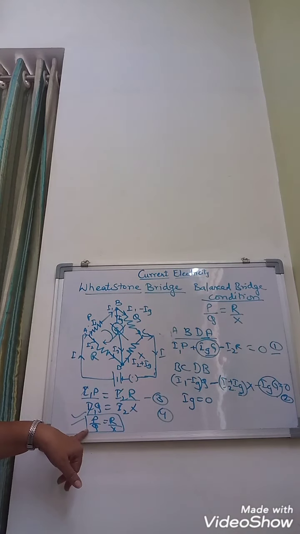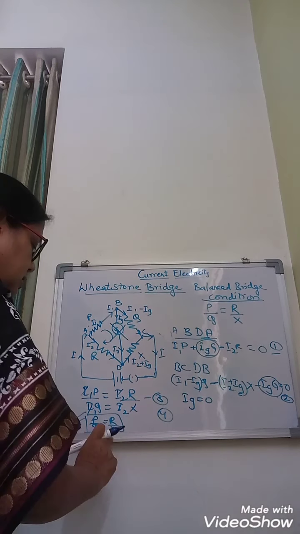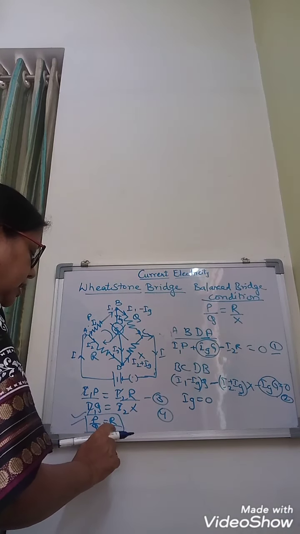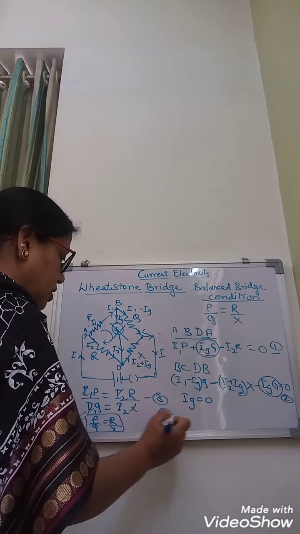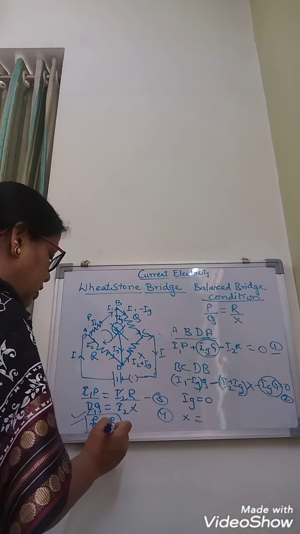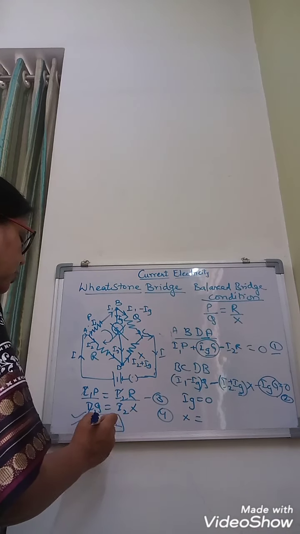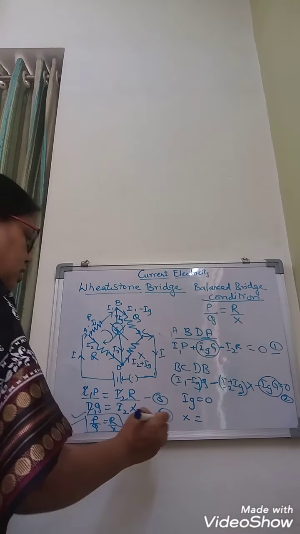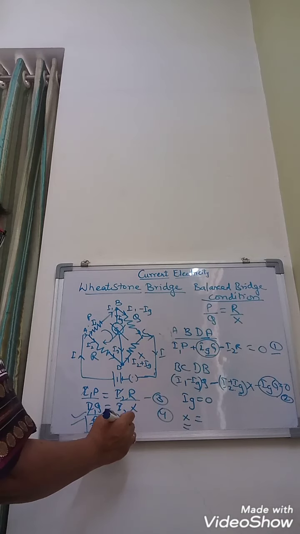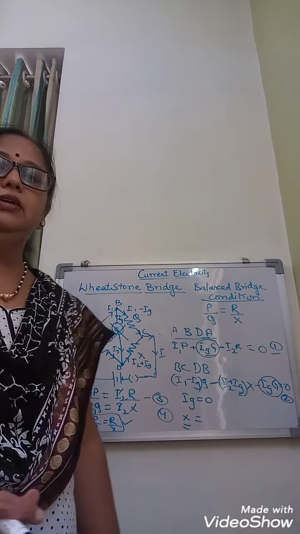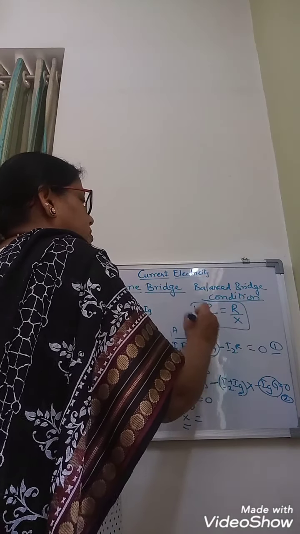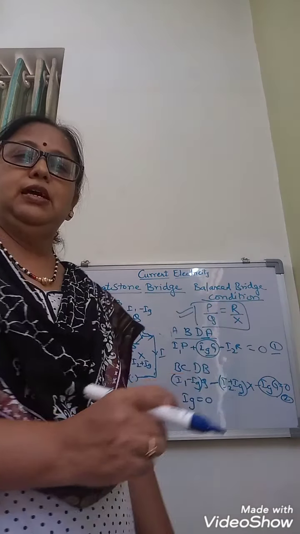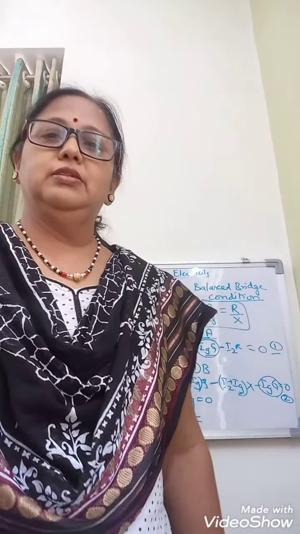Now using this formula, the unknown resistance X is found. How to find the unknown resistance X? Take cross multiplication. So you will get X is equal to R into Q upon P. So you can get the unknown resistance by this formula. If the other three resistors are known, naturally using this formula, this is the balanced bridge condition, you can find the unknown resistance.